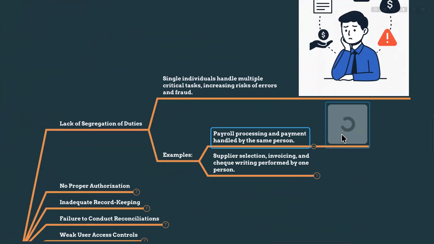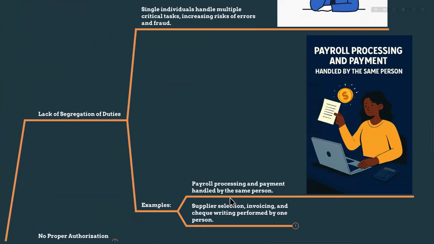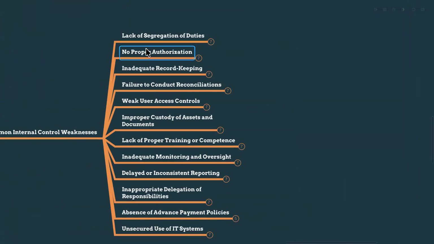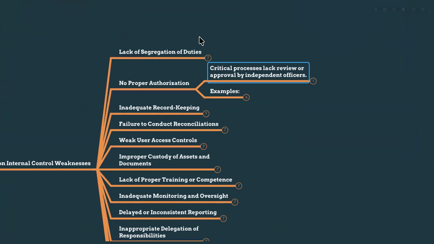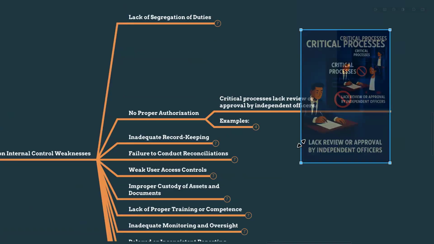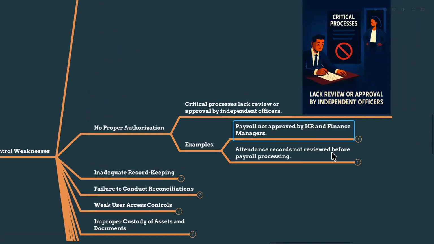So the payroll processing and payment is handled by the same person, or supplier selection, invoicing, and check writing is performed by one person. These are lack of segregation of duties. This is a weakness. And most of the time, for any request, there should be proper authorization. If you don't see the proper authorization or approval, that's a weakness. So critical process, lack of review or approval by independent officers, that's a problem.